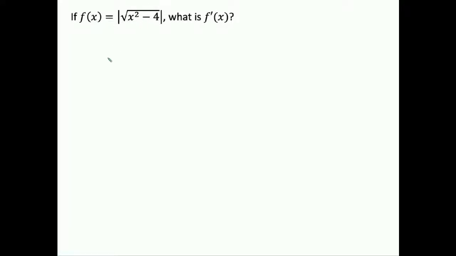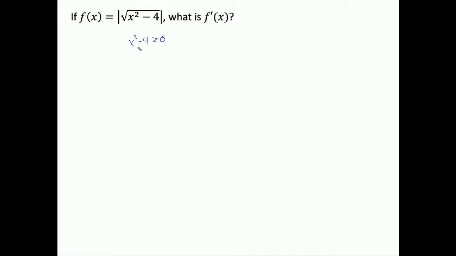So we have to think through this and realize that if we get a negative under our square root, it doesn't matter that there's an absolute value here. We can't work with that because it's not a real number. And we can think through this and think, well, we know that something under the square root, x squared minus 4, has to be greater than or equal to 0.